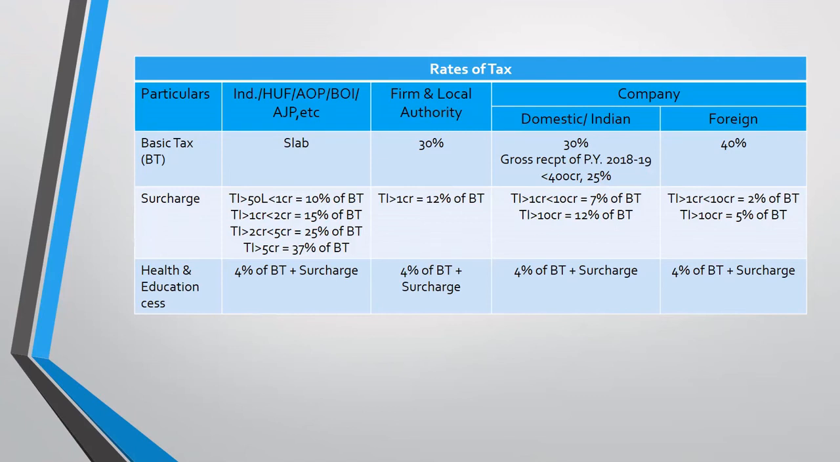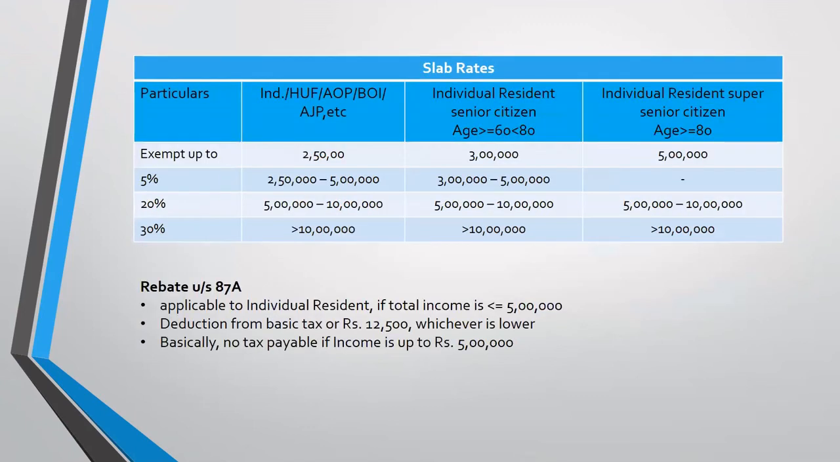column. It says basic tax is as per the slab, and the slab is this for an individual, HUF, AOP, BOI. So it is exempt up to 2,50,000 rupees. 2,50,000 to 5 lakh is 5%. 5 lakh to 10 lakh is 20%, and more than 10 lakh is 30%.